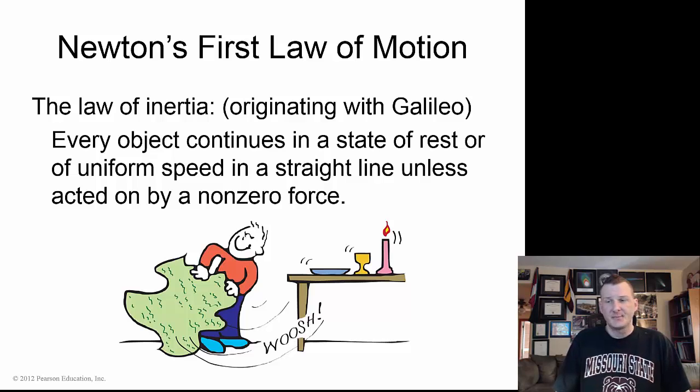I'll go through these as the PowerPoint does, and then I'll put my own spin on how I word them. Newton's first law of motion is the law of inertia. Every object continues in a state of rest or of uniform speed in a straight line unless acted upon by a non-zero force. I would probably state it like this: an object at rest will stay at rest. An object in motion will stay in motion unless acted upon by an outside force.